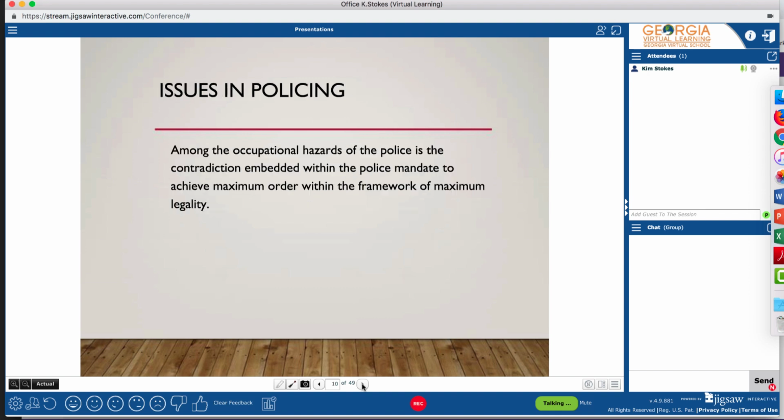Among the occupational hazards of the police is the contradiction embedded within the police mandate to achieve maximum order within the framework of maximum legality.